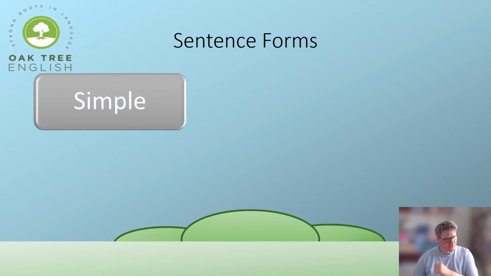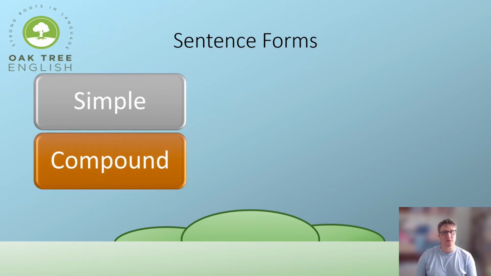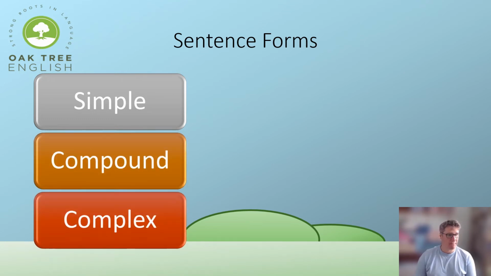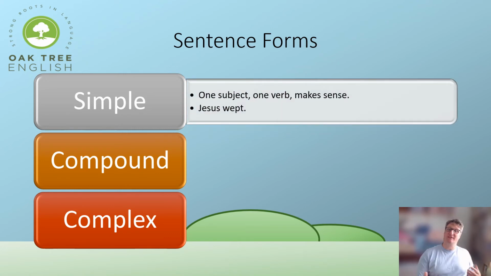But there are other sorts of sentences. There's also compound sentences and complex sentences. Would you like to talk about the simple sentences? I'm so glad. Let's do it. A simple sentence is very simple. It contains one subject, one finite verb, that is a verb in a tense, and it must make sense. Those are the 3 criteria.